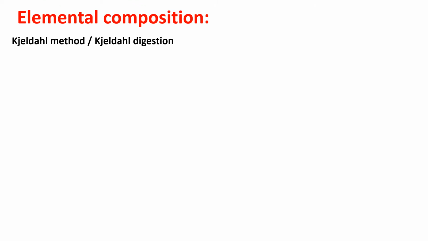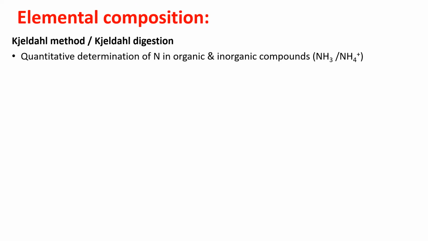Another most popularly used method is the Kjeldahl method, commonly known as the Kjeldahl method. Now this method is slightly lengthier, but it is generally more accurate for determination of nitrogen. Quantitative determination of nitrogen in organic as well as inorganic compounds is possible by this method.